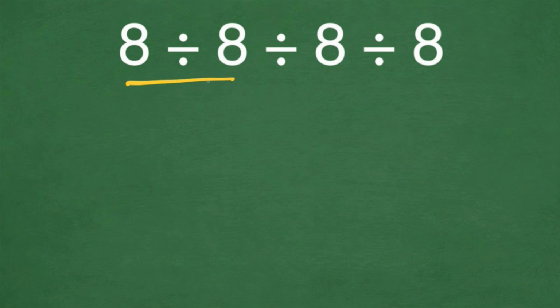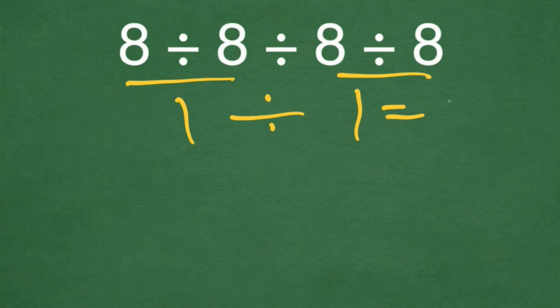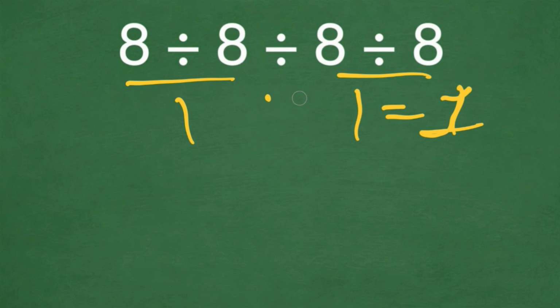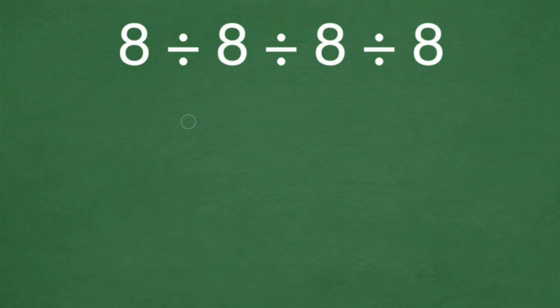8 divided by 8 gives us 1. And again, 8 divided by 8 gives us 1. And 1 divided by 1 is equal to just 1. But this answer is not correct because we didn't follow the right order when solving the equation.